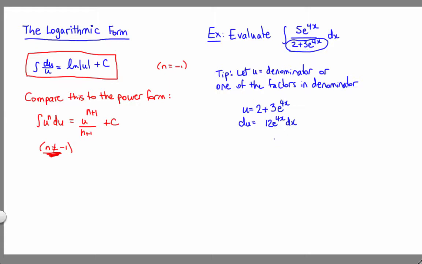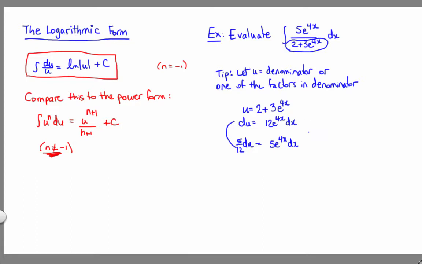And what we're asking is, how can we write 5 e to the 4x dx in terms of du? We'd like to figure out the relationship here. So we're asking, how do we move from this step to this step? Well, one way to do it is to say, if I want to move from coefficient 12 to coefficient 5, what I'd have to do is multiply du by 5 over 12. So that's the fast way to do it. You could say 5/12 of du is the same thing as 5 e to the 4x dx.